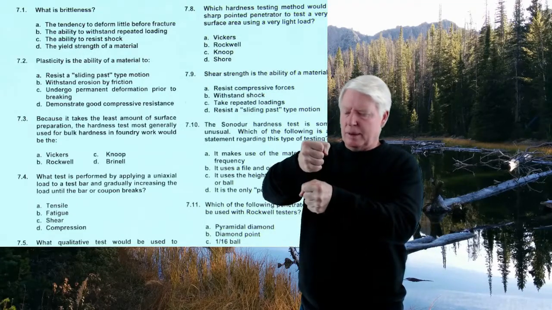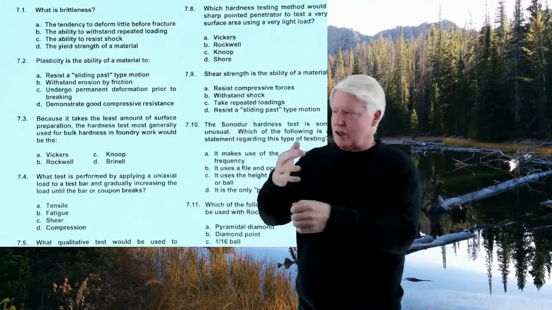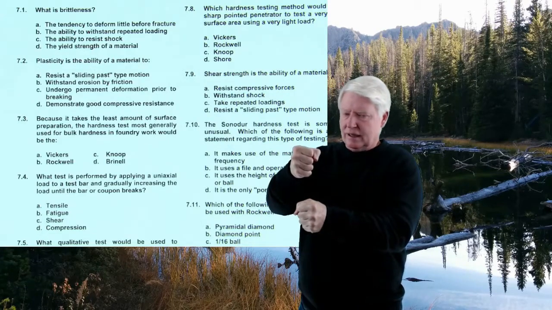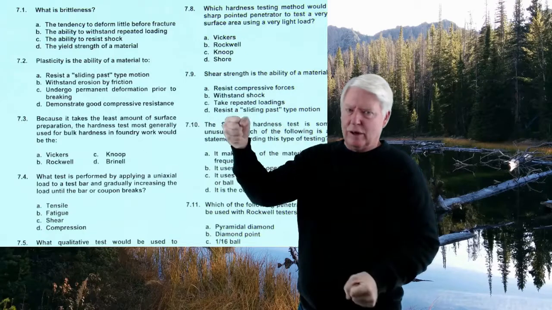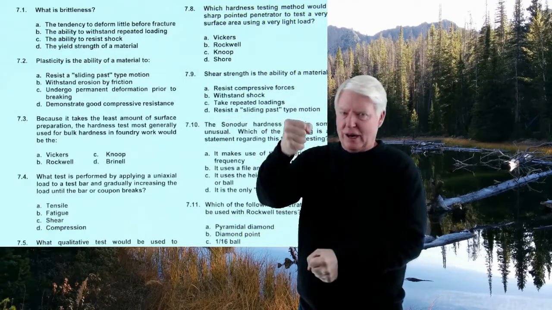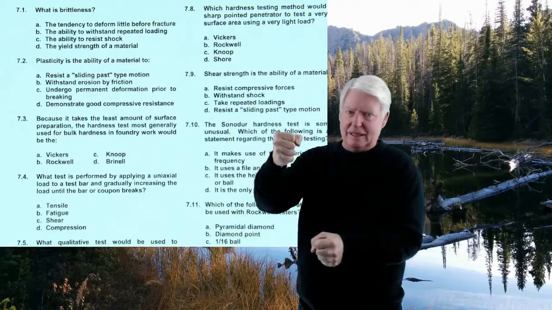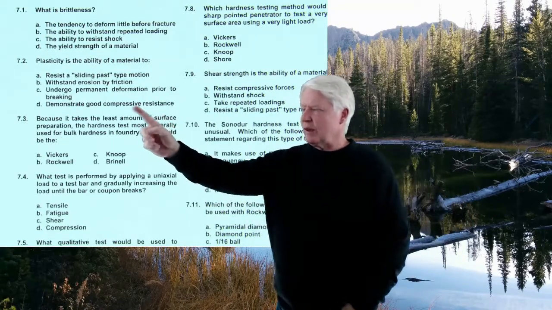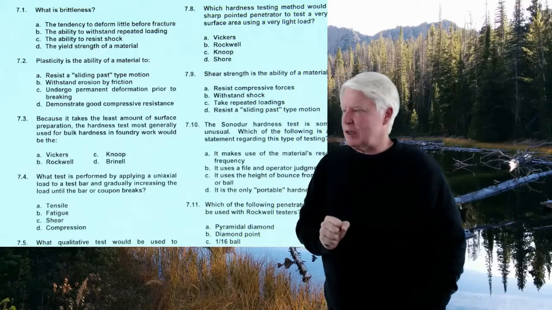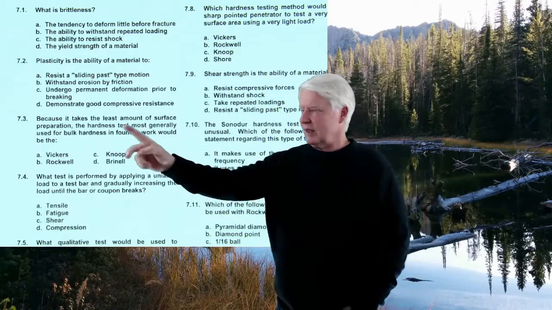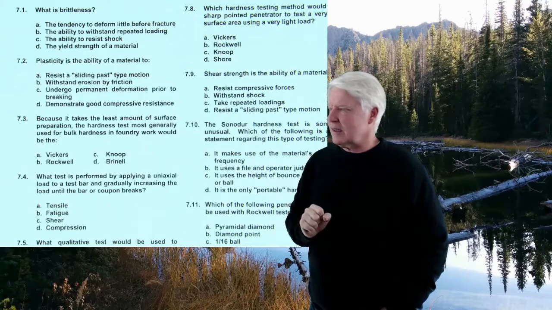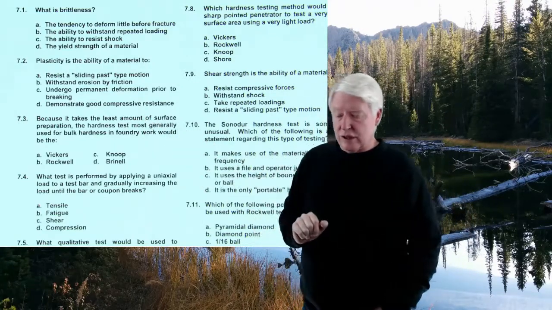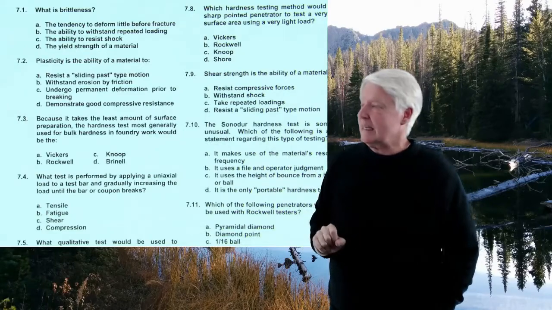If you pull on a part and it's brittle, it could shatter. But if it has plasticity, you stretch it, and it'll keep stretching a long ways before it breaks. But even though it will stretch, if you let go, it may be permanently deformed. That's the plasticity range. So that's going to be it. Undergo permanent deformation prior to breaking. That's plasticity. Demonstrate good compressive resistance? No, that's compression strength. And so 7.2 is no doubt C, and it is.